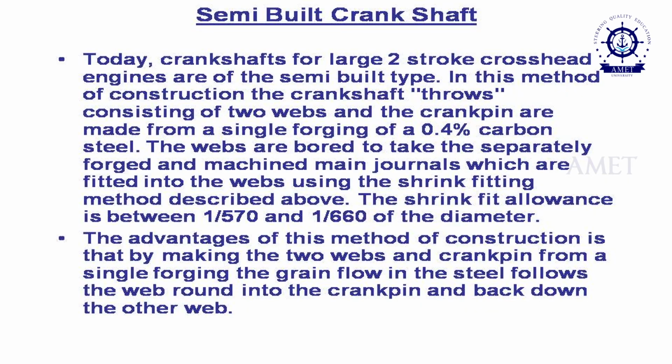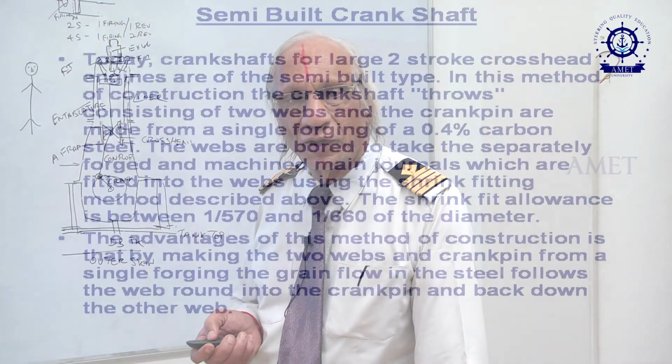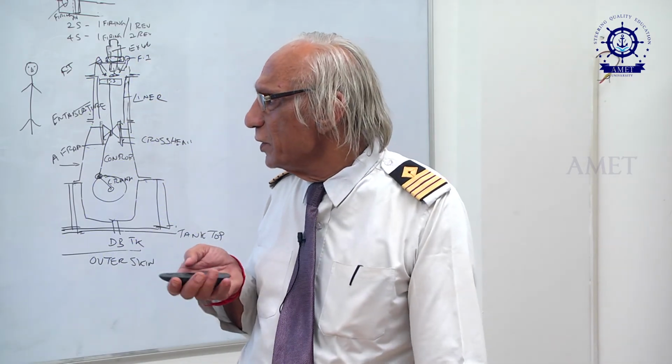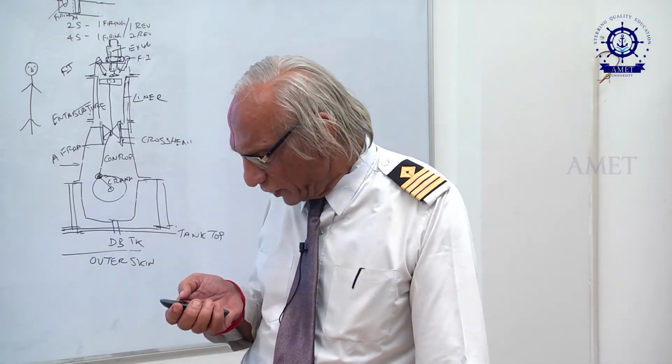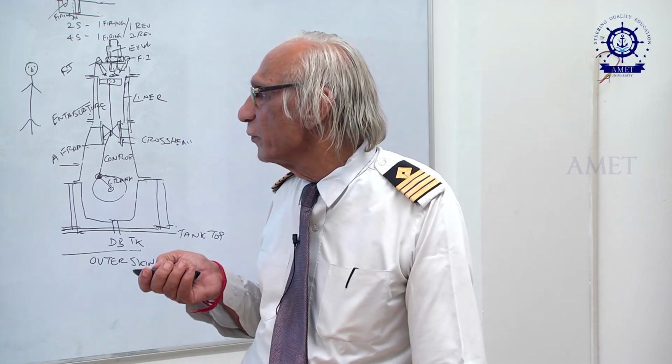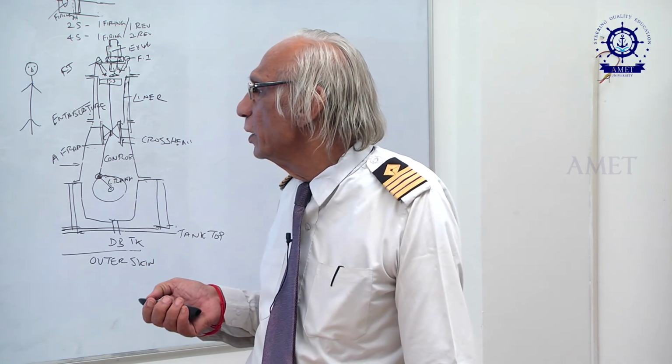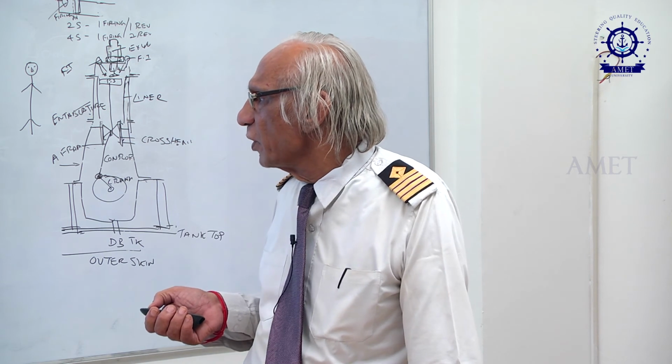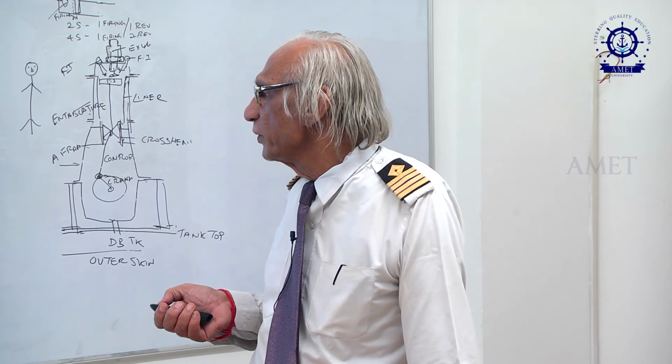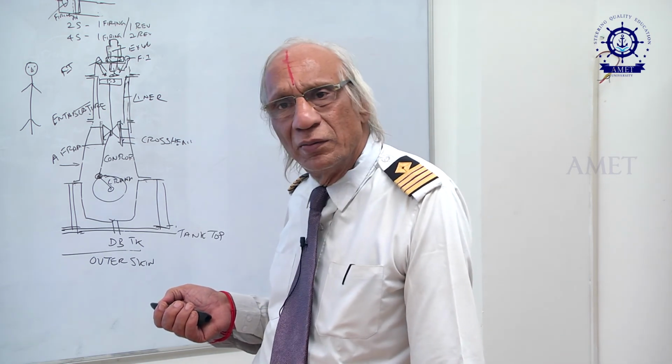So we just discussed how the semi-built crankshaft is built: the crank web and the crank pin are made from a single forging steel ingot. For each unit it is made separately, and then two holes are made in the crank web and the journal is shrink fitted. What is the shrink fit allowance that is provided? It is 1/570, and the range is 1/570 to 1/660 of the diameter of the journal.